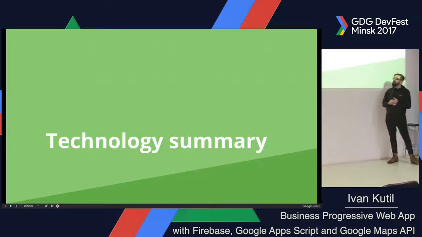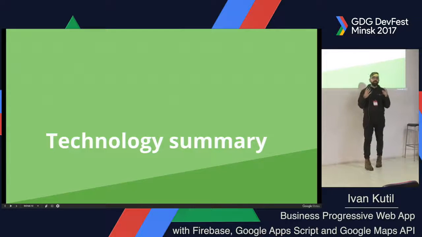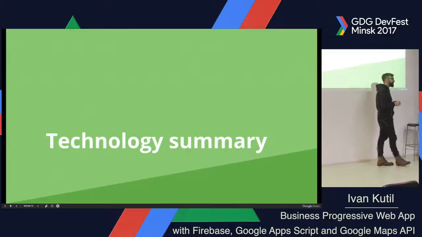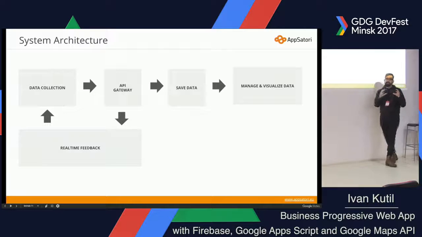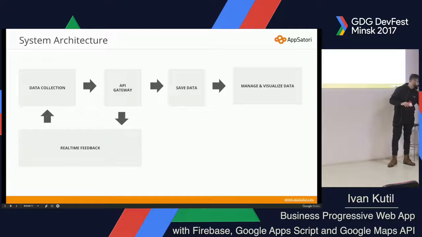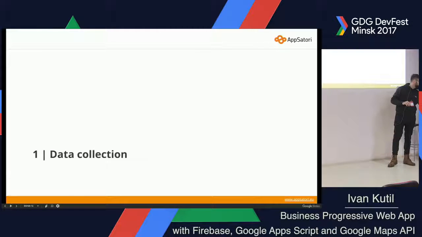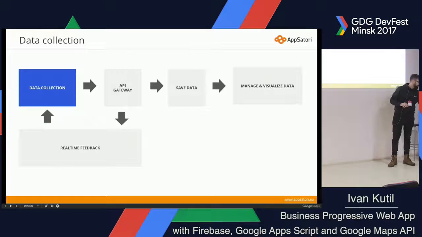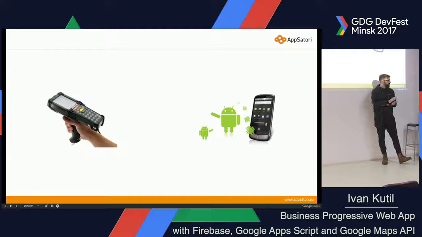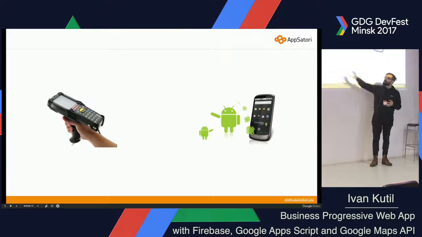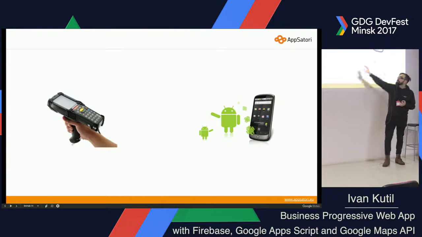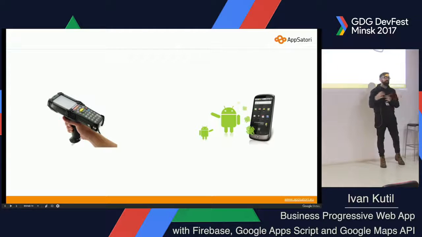And now it's about the technology summary, which Google technology we have used for solving this problem. We have divided our architecture into several modules. Every module is one box on the slide. First is data collection. We didn't want to buy special and expensive hardware or create a native mobile application for Android or iOS.